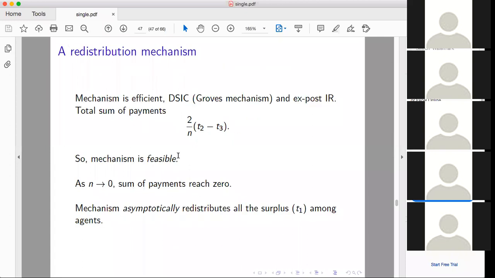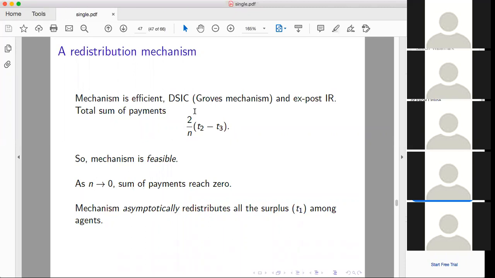So the mechanism is feasible. Basically, the mechanism will generate some revenue. It will never ask the designer to make payment. So in that sense, it's a feasible mechanism. More importantly, as n tends to infinity, so as the number of agents becomes larger, the sum of payments reaches zero. This term approaches zero for larger and larger numbers of agents. Okay. So as n tends to infinity, the total payment collected becomes zero.